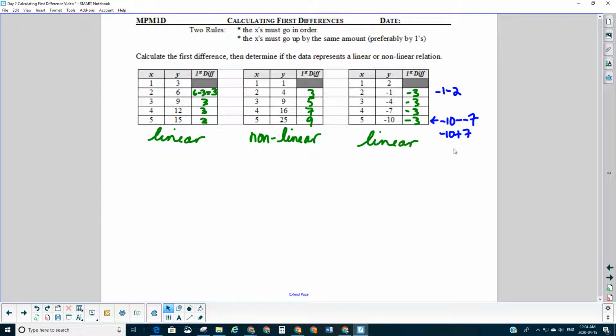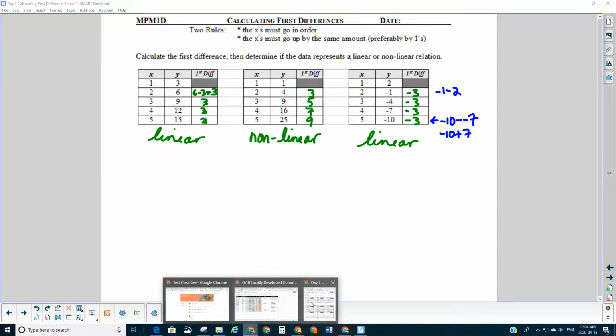I don't expect to see this math. In fact, I really think it's easier if you think about the jumps. These jumps are going down, so the first differences are negative. But since they're the same jumps, it's linear. All right, let's go to our worksheet.